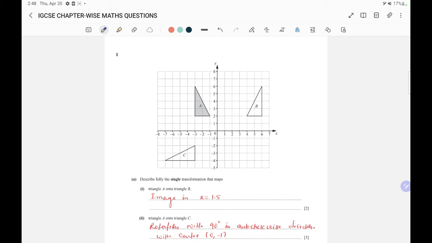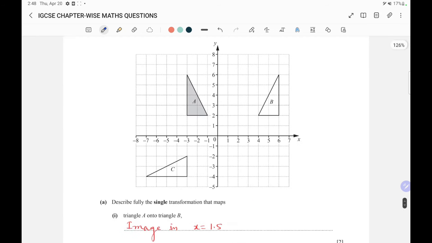Question 1 says, describe fully the single transformation that maps triangle A onto triangle B. Okay. So it looks like a mirror image with respect to some line. So now we need to check. This is 1, 2, 3, 4, 5. Okay, so there are 5 units difference. So if I select 1 point here, then the gap is 2.5, 2.5. So yeah, the best will be this line.